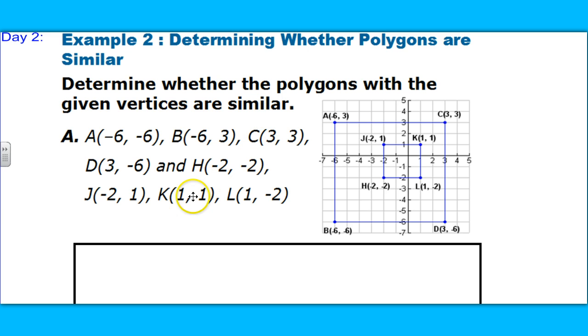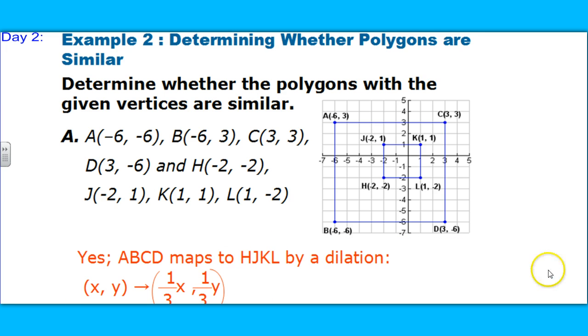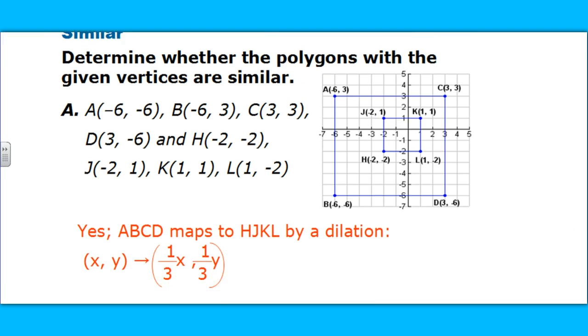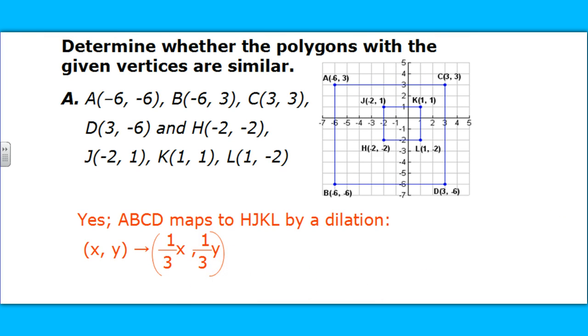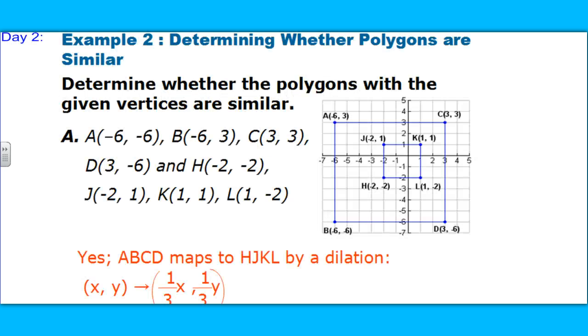So we could continue checking out all of the vertices. 3 times 1/3 is 1. 3 times 1/3 is 1. And finally, 3 times 1/3 is 1. And -6 times 1/3 is -2. So we can see algebraically that ABCD maps to HJKL by the dilation of a factor of 1/3 for each of the coordinates, right? So another way to do it, as I said, would be to, with the diagram, compare the corresponding sides. So we have a length of, right here, 9 to 3. Is that equal to the length of 9 to 3? And yes, it is, right? That proportion is the same.